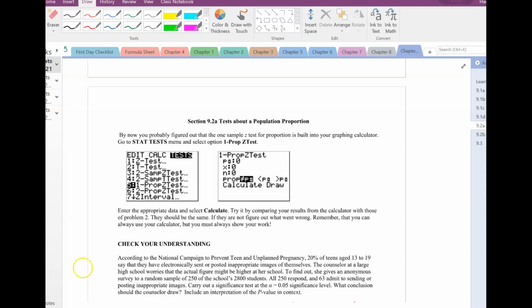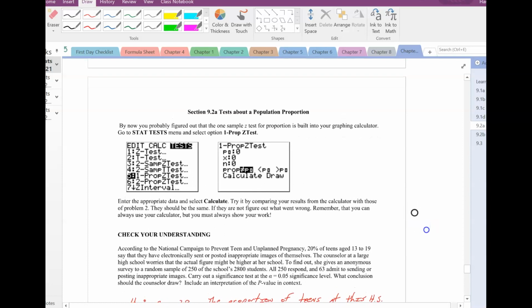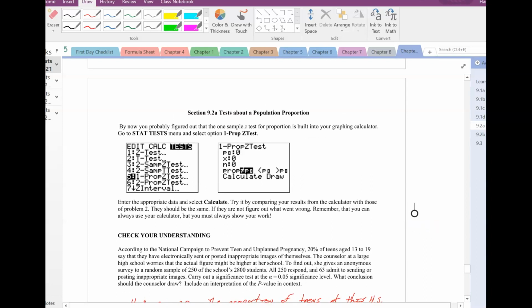And underneath this proportion here, you would select the appropriate direction of your test. So are you conducting a two-sided z-test? Are you conducting a one-sided where you're less than the null hypothesis or greater than the null hypothesis? And then you can hit calculate and compare this with the results that you came up with by hand. The last thing that we're going to do here is take a look at the bottom of this page. There is a problem that I would like you to pause your video and work through this question.